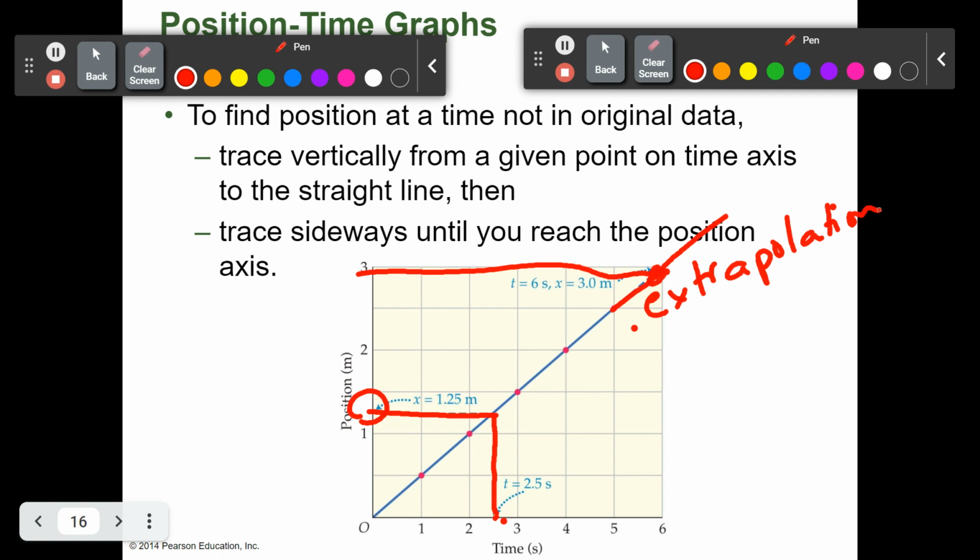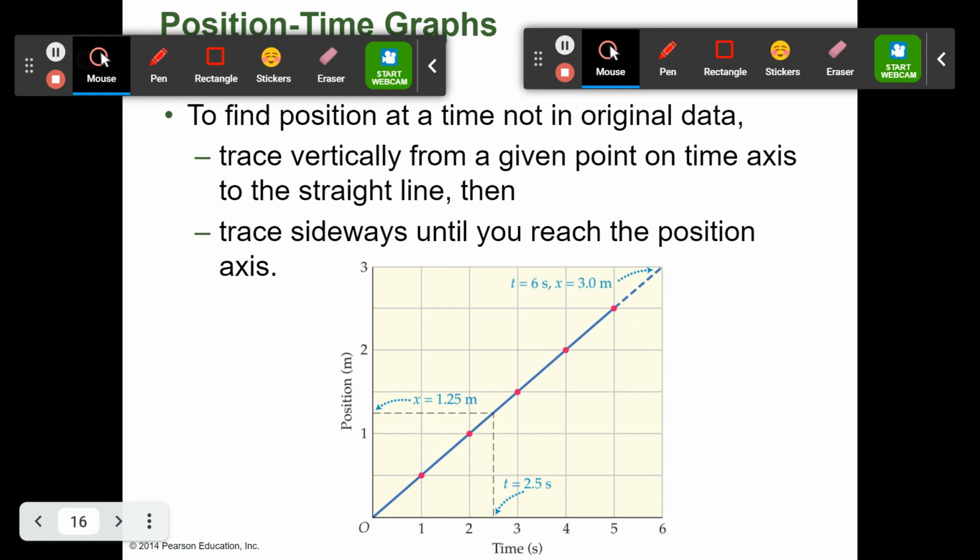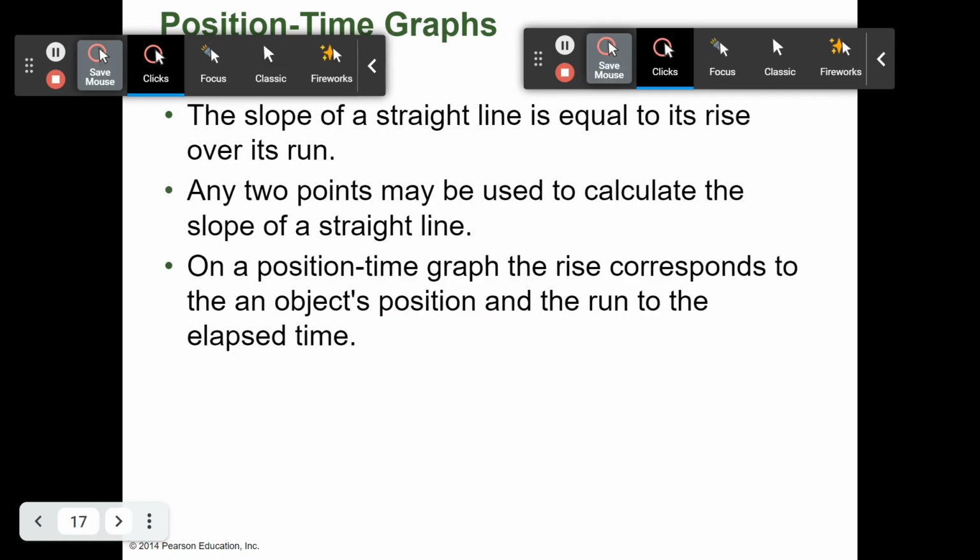Okay. So you're going to have to learn how to do that with those graphs. A lot of times I'll give you a graph and I'll ask you, if you're at this time, what's your displacement? Or if you have this displacement, what's your time? Or if you were to go to this distance, predict what the time would be. And that's where we would use that extrapolation, okay? And you can just use the graph to get that information.